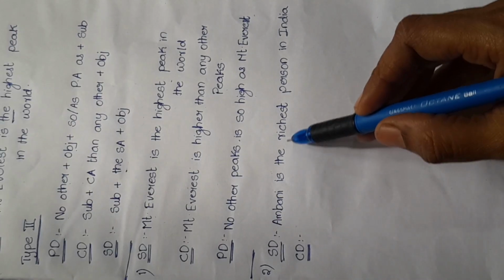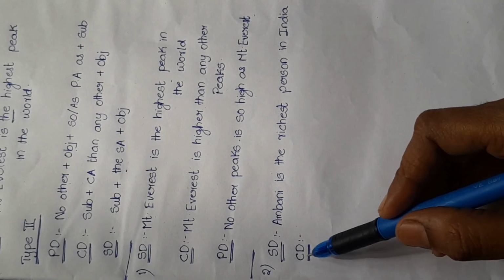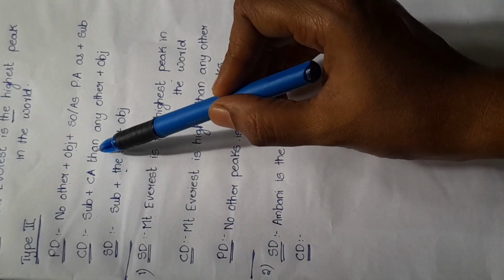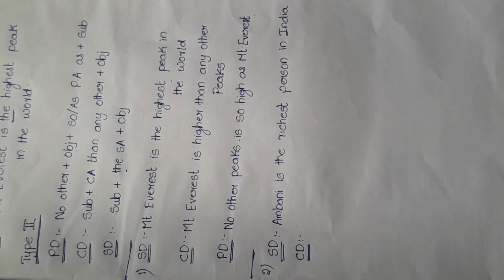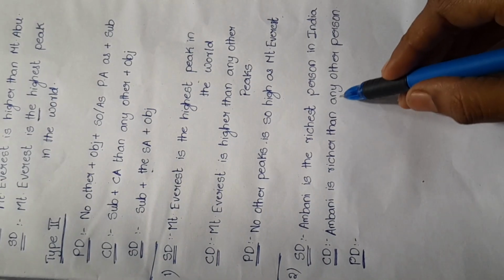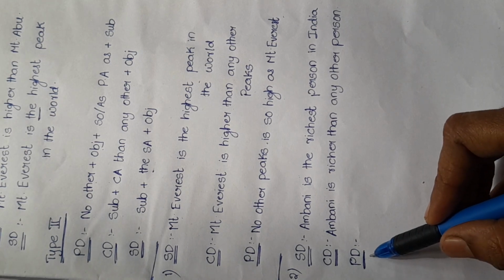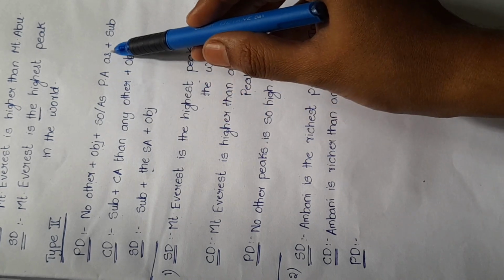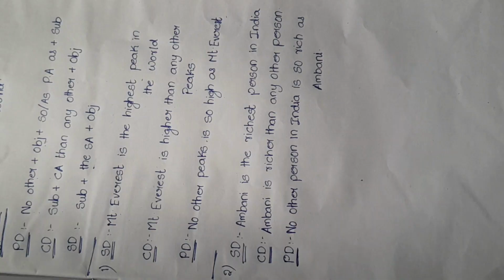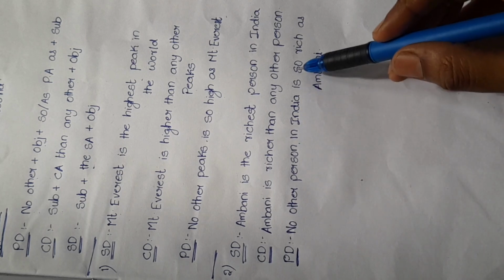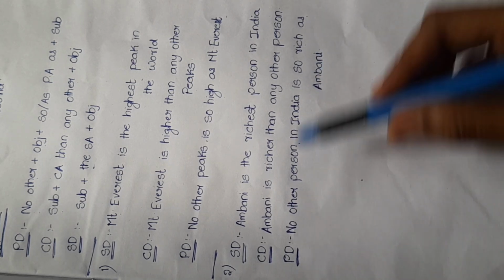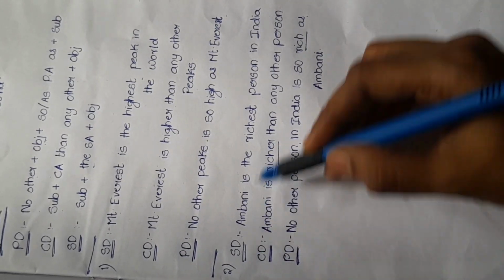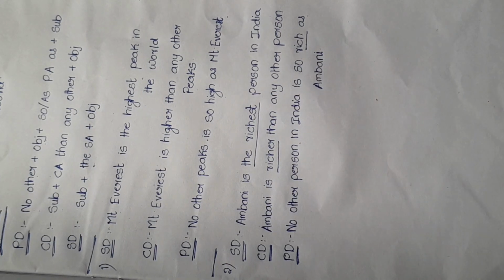Second example is Ambani is the richest person in India. For the comparative degree, it should be like Ambani is richer than any other person. In the positive degree, we should use no other person in India is so rich as Ambani. Positive degree, so rich should be used. Comparative degree, richer. Superlative degree, the richest.